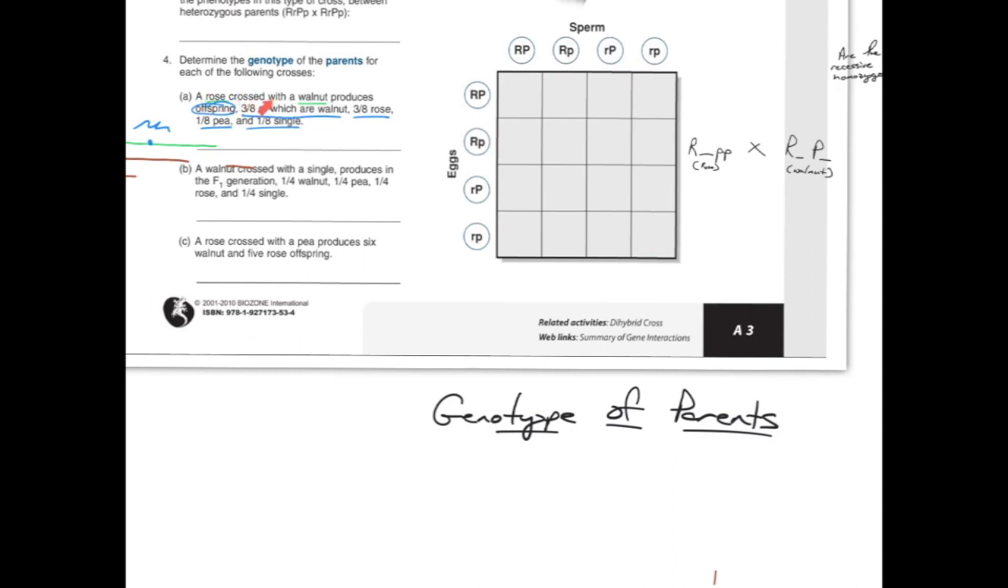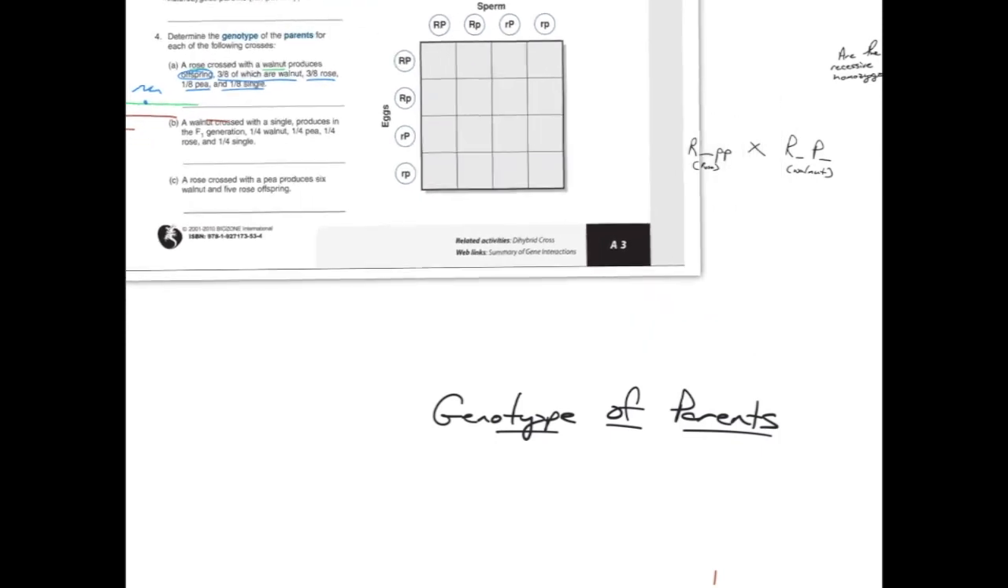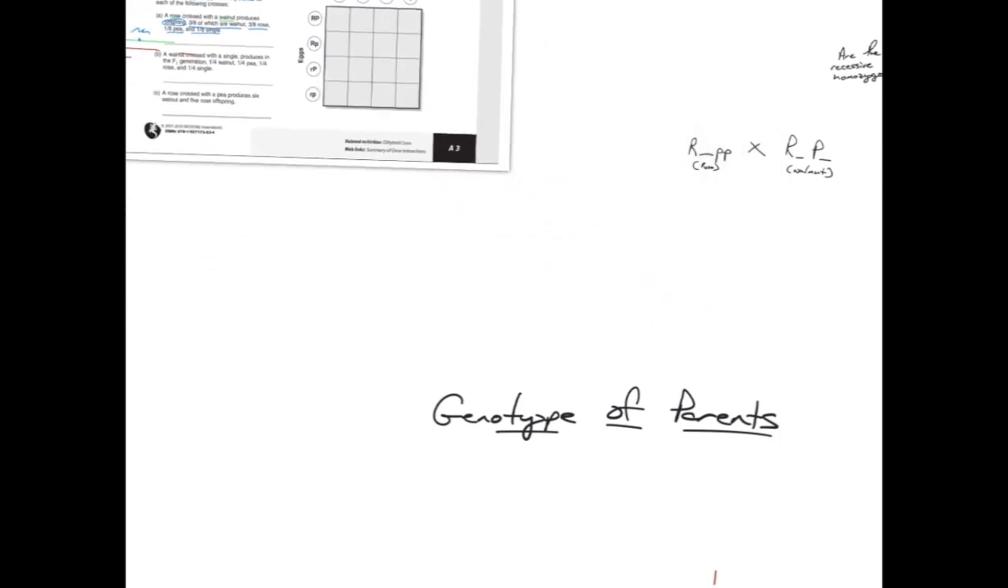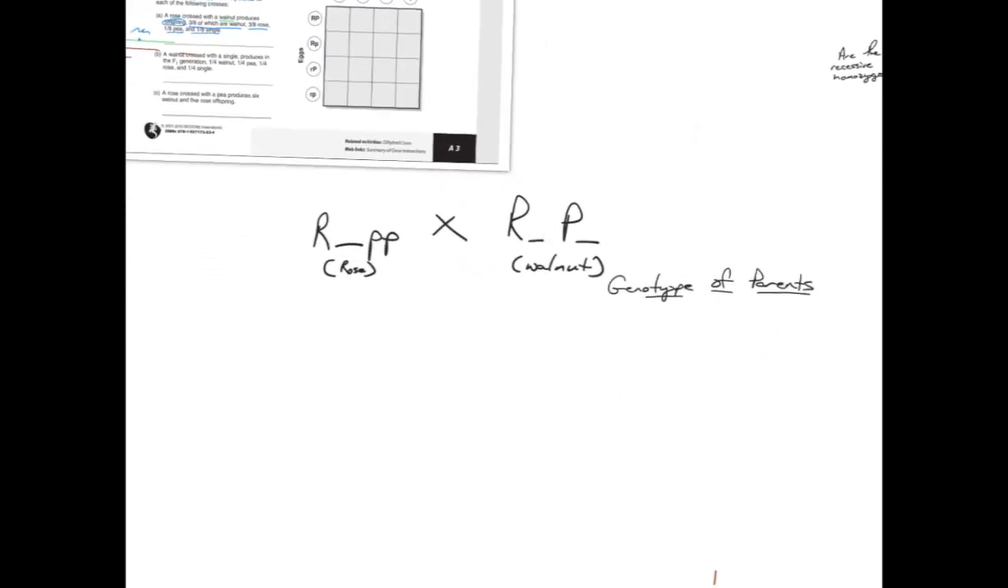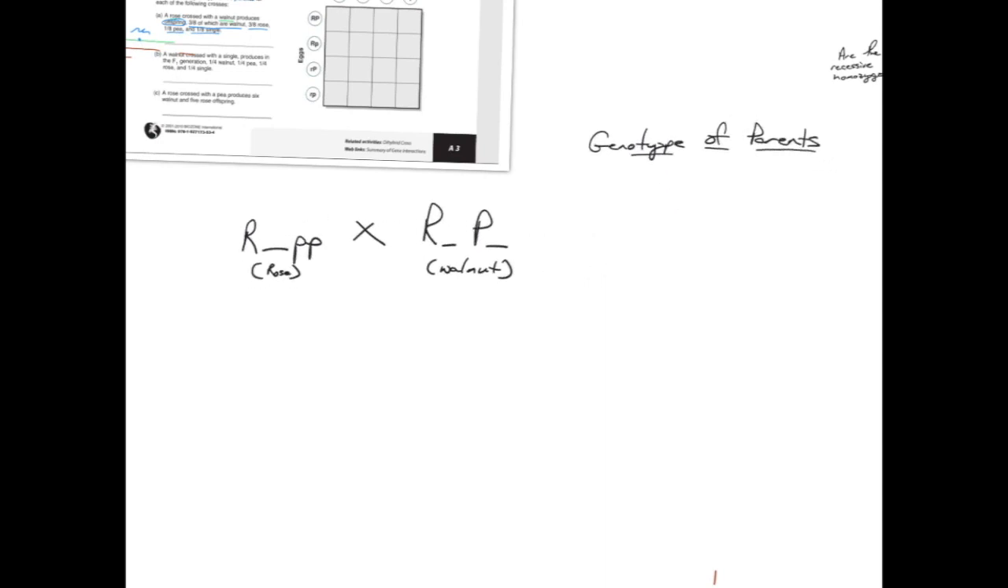All right, so rose crossed with walnut produces offspring in these, right? So these two are going to produce. Let's go ahead and draw it out. Somebody help me out, somebody who has it, so I don't have to keep expanding this. What I'm looking for is the genotypes of the parents. What were the children? Walnut, which is what genotype? What's the genotype for walnut? Big R, blank, big P, blank. Okay, so that's one possible outcome.